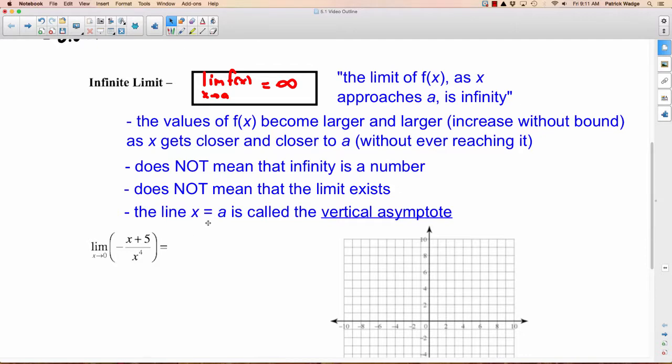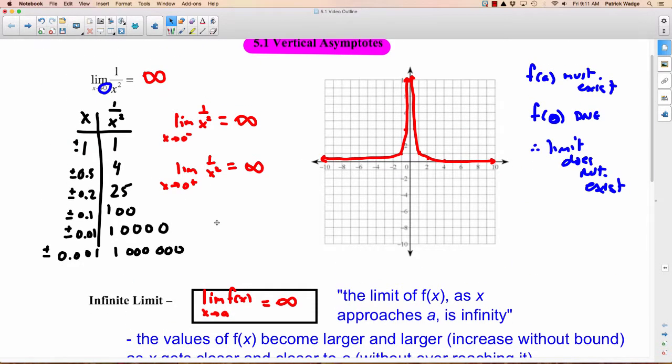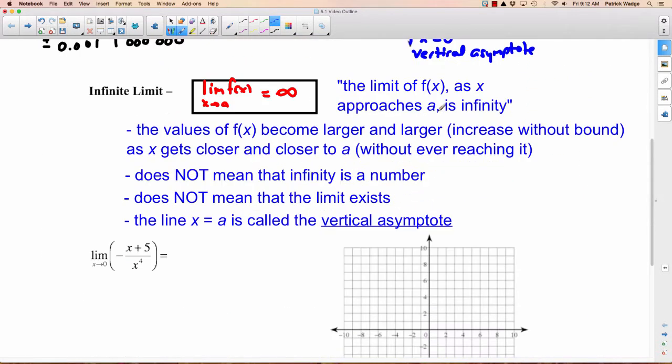The line x equals a is called the vertical asymptote, right? You know that already. The line right here, the equation of this dotted line, is x equals a. Remember, a is 0, so this line is x equals 0. This is the vertical asymptote. And the reason it's a vertical asymptote is because the function is getting closer and closer to that line, but it's never actually reaching it. Never going to get there. You can get as close as we want, but never reach it.